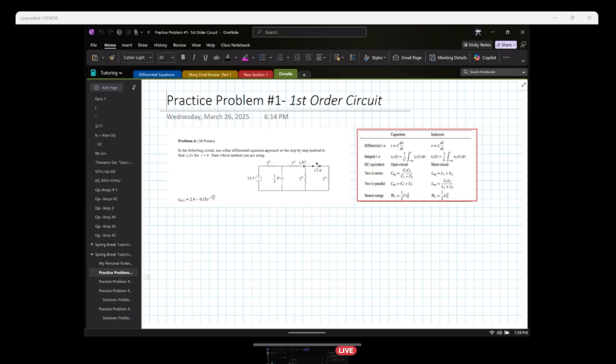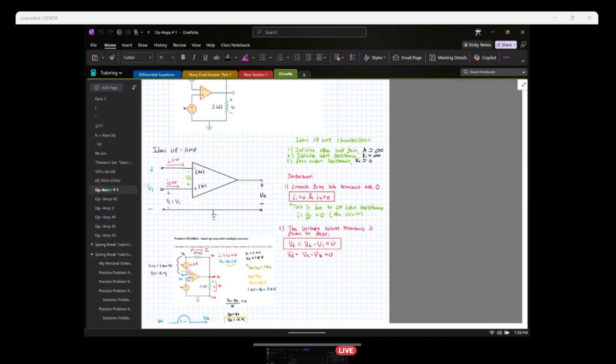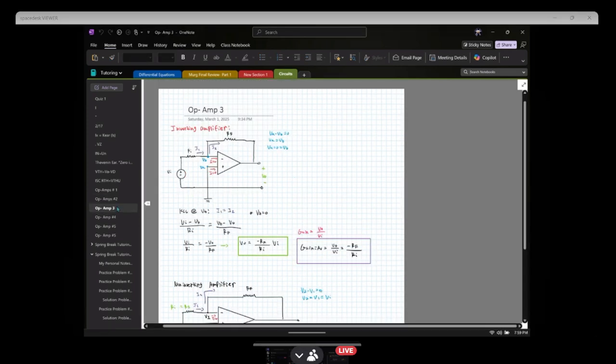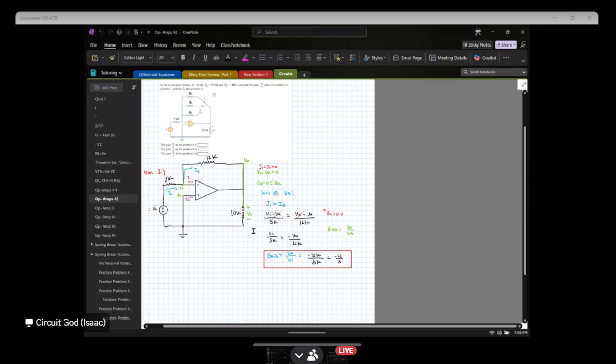What about the A one? What is the equation? Oh my god, I'm trying to remember. VI will be plus minus the V plus minus the V minus. What is it asking for? VO. You do it using that.